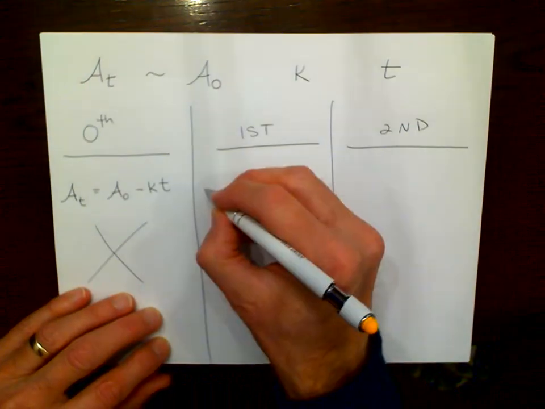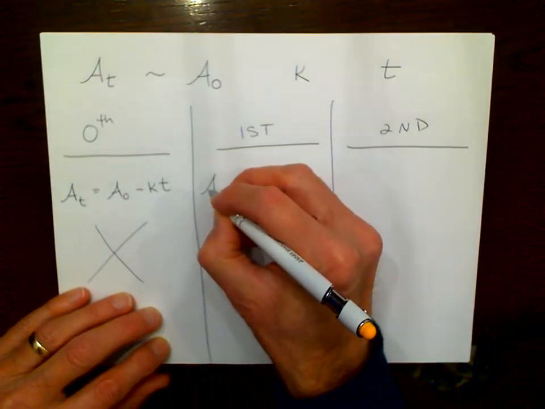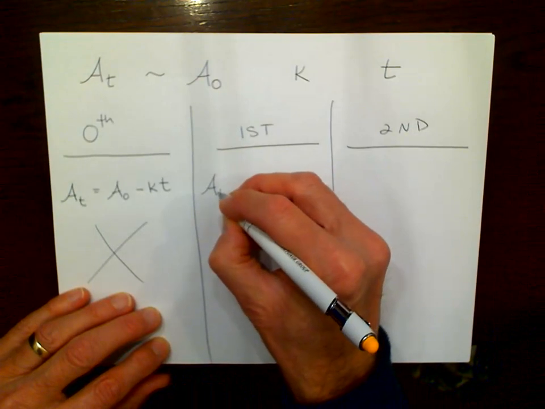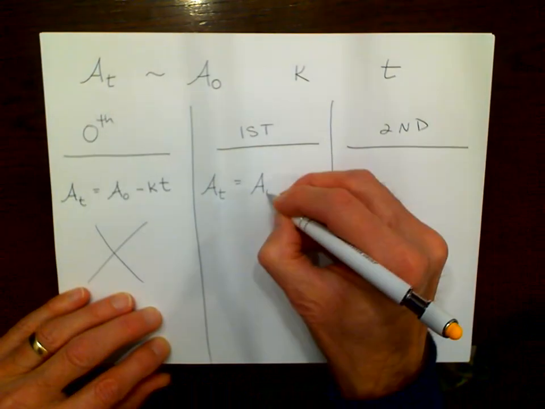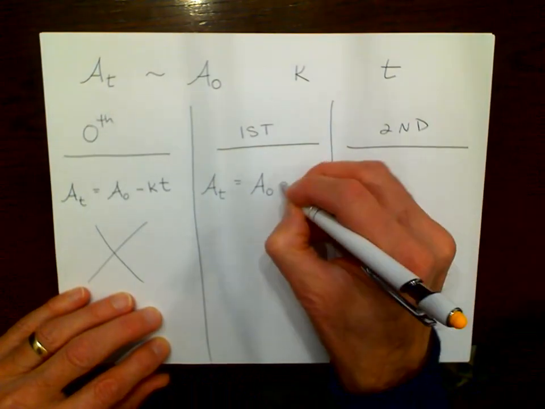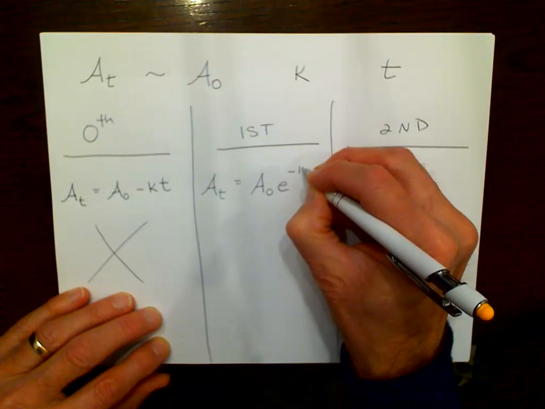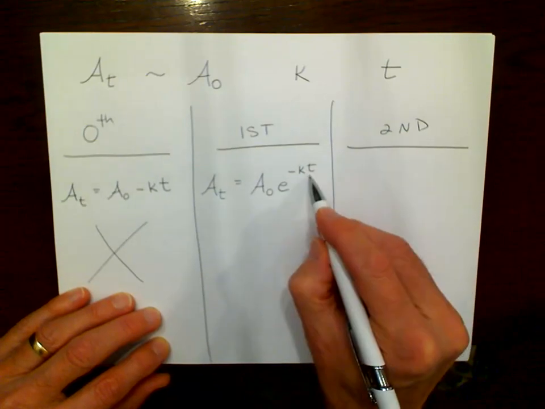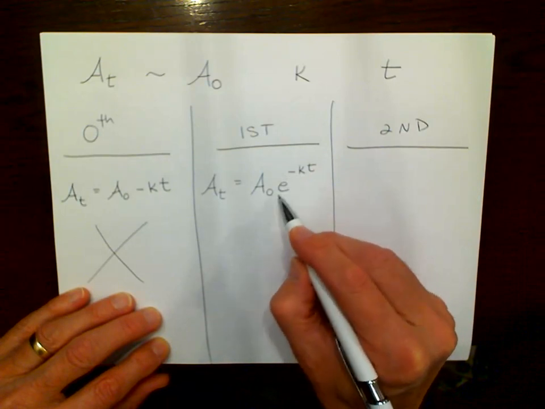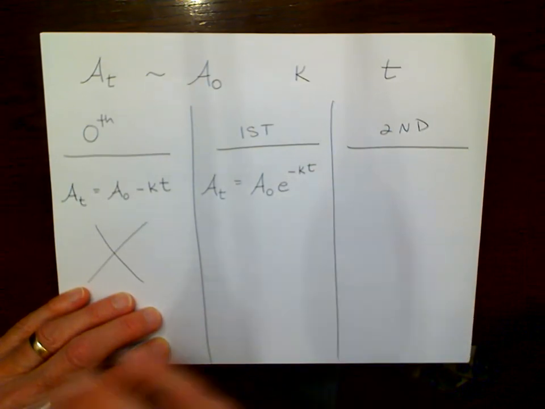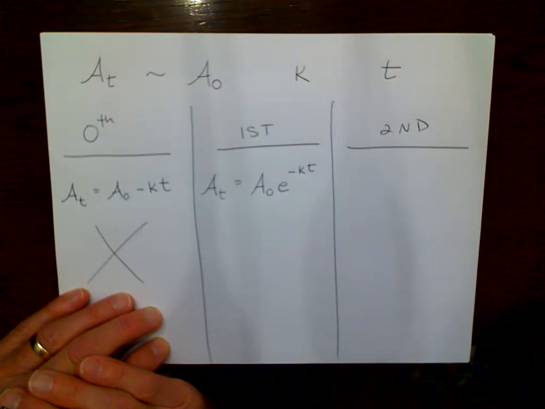Remember, for 1st order kinetics, the amount of our reactant present at time t is equal to the amount present initially times e to the negative kt. So we take the product of k and t, take the negative of that, exponentiate it, e to the power of that, and multiply it by the initial concentration.